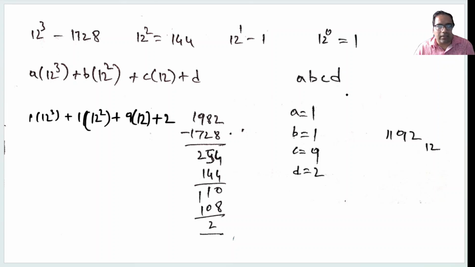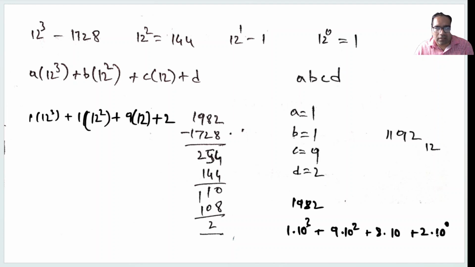For example, if we take any number, let's take this 1982 only. What is 1982? 1982 is 1 into 1000, which is 10 cube, plus 9 into 100, which is 10 square, plus 8 into 10, which is 10 power 1, plus 2 into 1, which is 10 power 0. So all four digits are multiplications of 10 cube, 10 square, 10, and 10 power 0, which is 1. That's how we arrive at 1982: 1000 plus 900 plus 80 plus 2. That is base 10 notation.